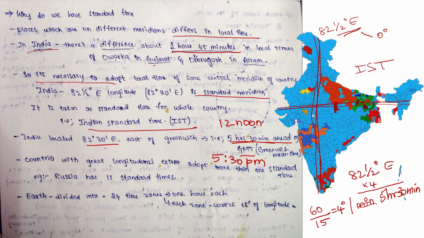Countries with great longitudinal extent adopt more than one standard time. For example, Russia has 11 standard times, and Earth is divided into 24 time zones of 1 hour each. Each zone covers 15 degrees of longitude.